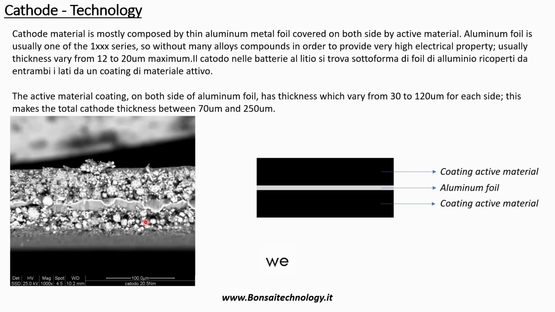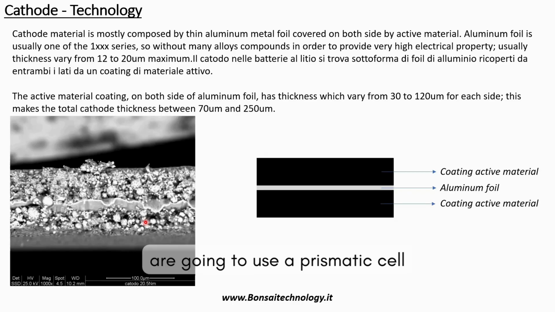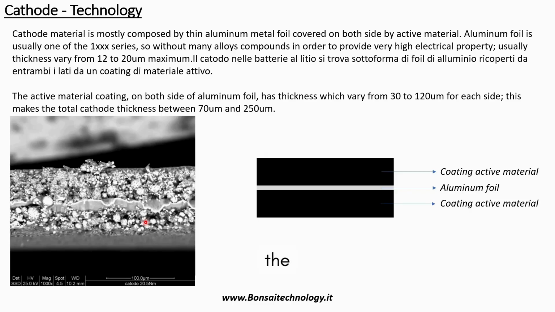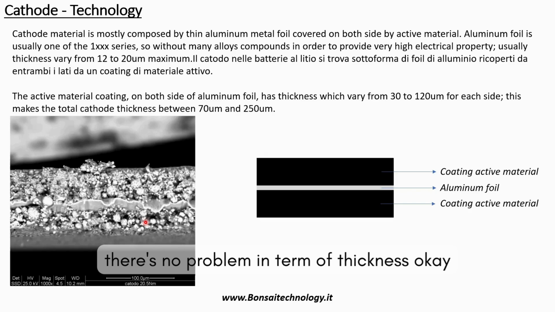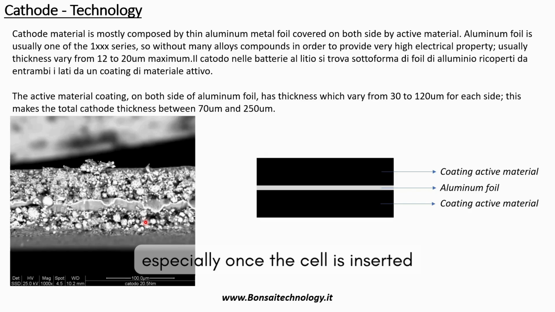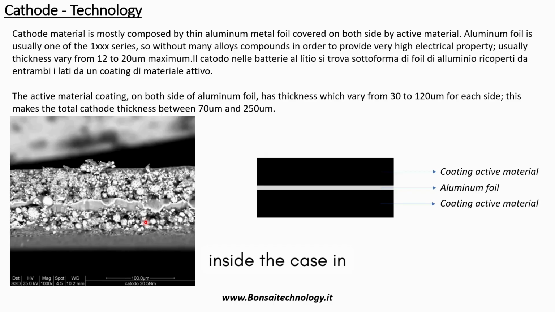Instead, if we use a prismatic cell or a pouch cell, where the layers inside the cells are stacked, so there are sheets of electrodes stacked one on each other, there's no problem in terms of thickness, because we don't bend the electrodes, especially once the cell is inserted inside the case.